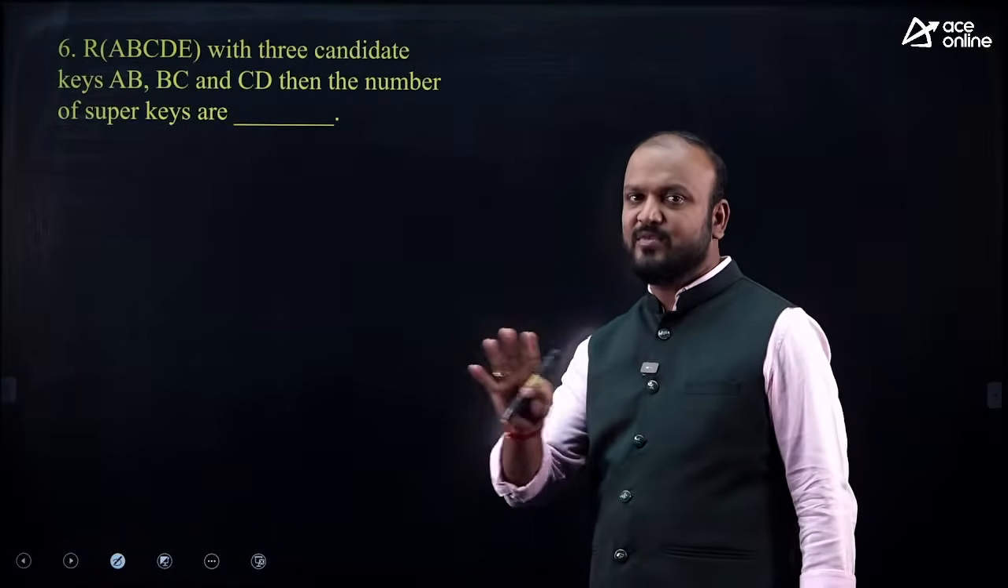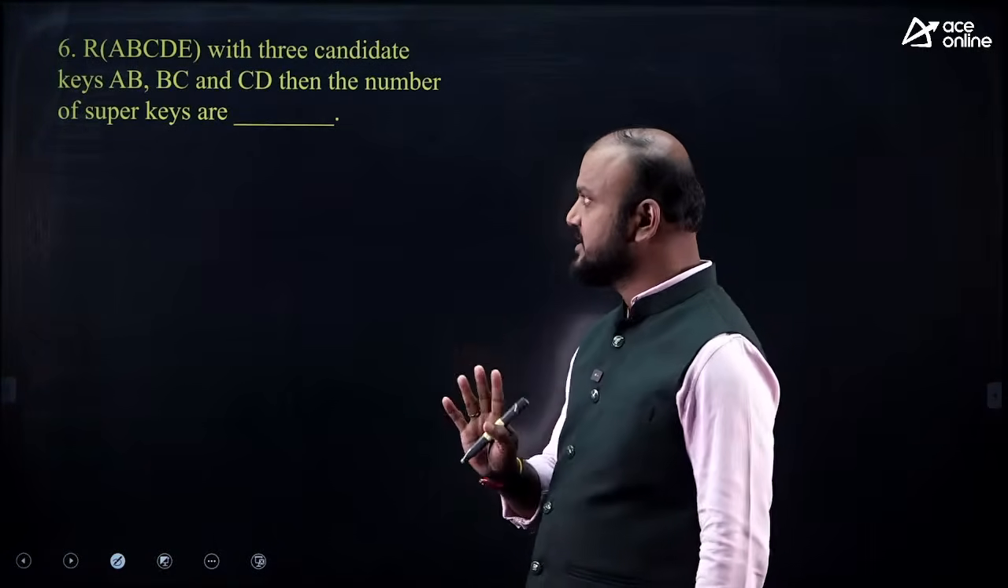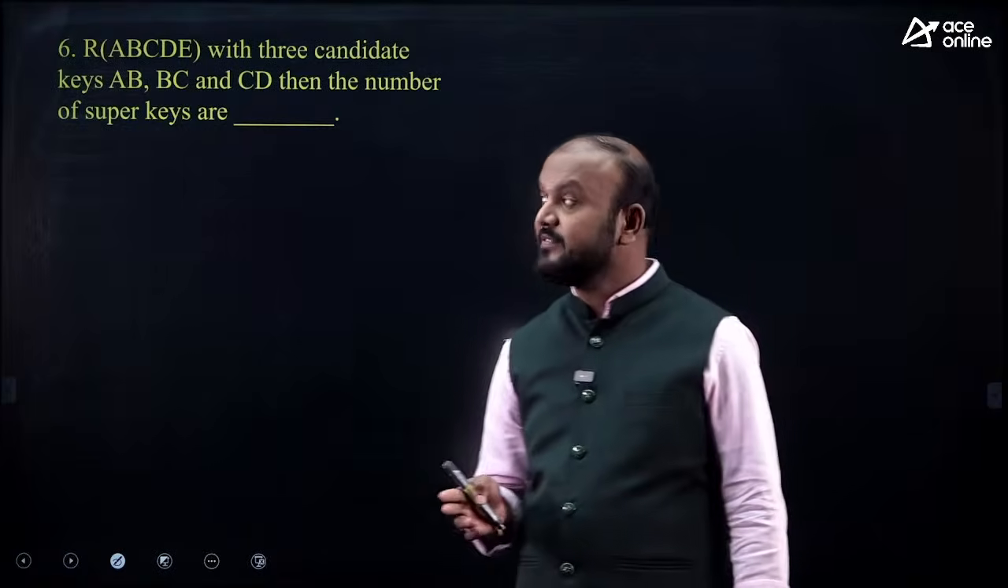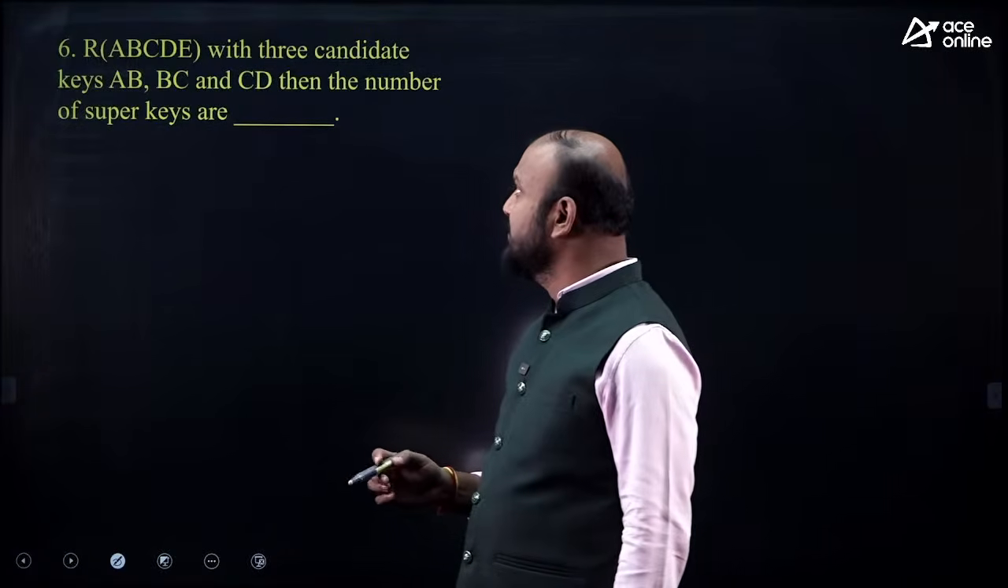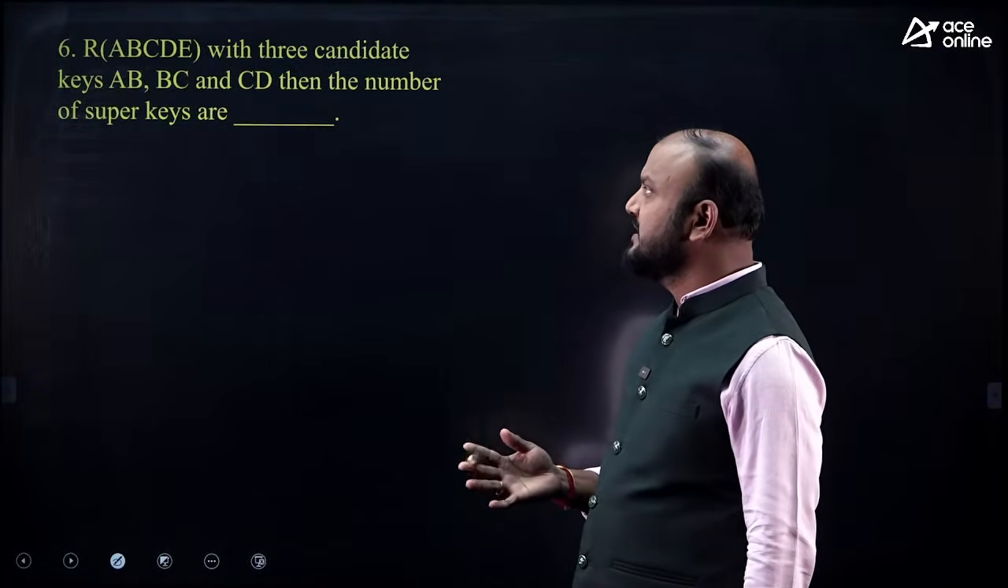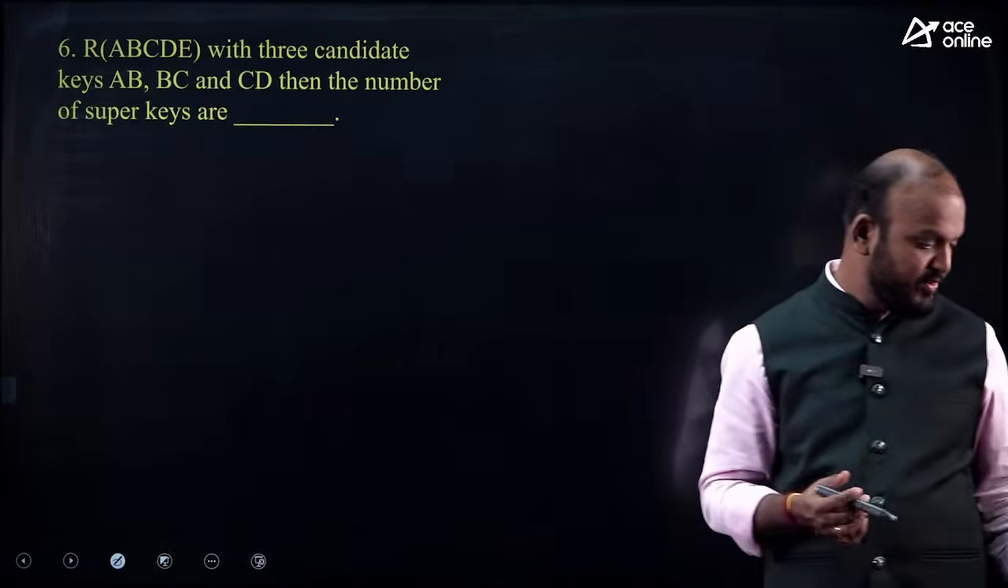Not in the same conventional mode. Different question, which was not asked in the previous year. R of A, B, C, D, E with 3 candidate keys AB, BC, CD, then the number of super keys are. How many super keys?